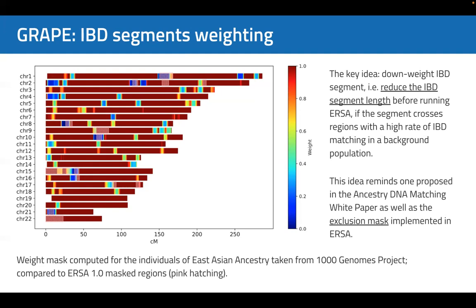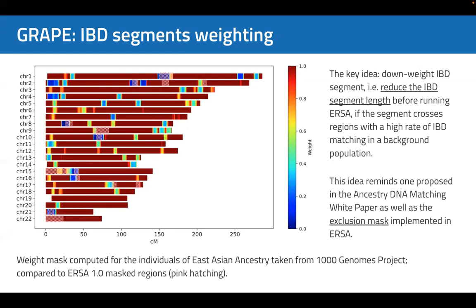Next, GRAPE introduces a set of chromosome windows. For that, it breaks each chromosome into regions of fixed length and then computes an overlap length between detected background IBD segments and each such region. If the total overlap length is relatively big, we assign a weight that is close to 0 to that window. On the other hand, if the overlap length is relatively small for the background population, we assign a weight that is close to 1. As a result, we get a set of windows covering the chromosomes with weights assigned to them. We call such a set a weight mask.